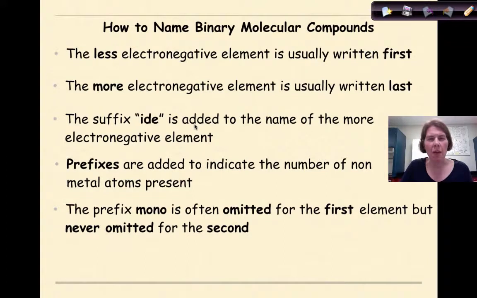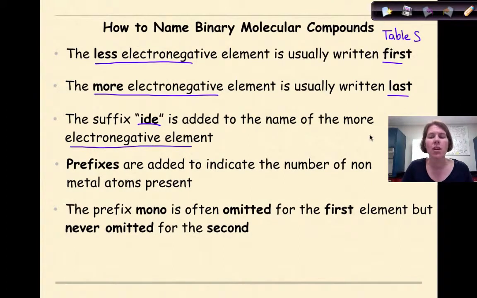When we look at the 2 nonmetals that we're going to be working with, the less electronegative element is written first. The more electronegative element is going to be written last. And remember, you can always go to Table S to determine the electronegativity of the elements that you're working with. The suffix ide is going to be added to the name of the more electronegative element. So the one that is more electronegative, the one that is coming second, that is going to get the ide ending. Very similar to what we would do with ionic compounds.